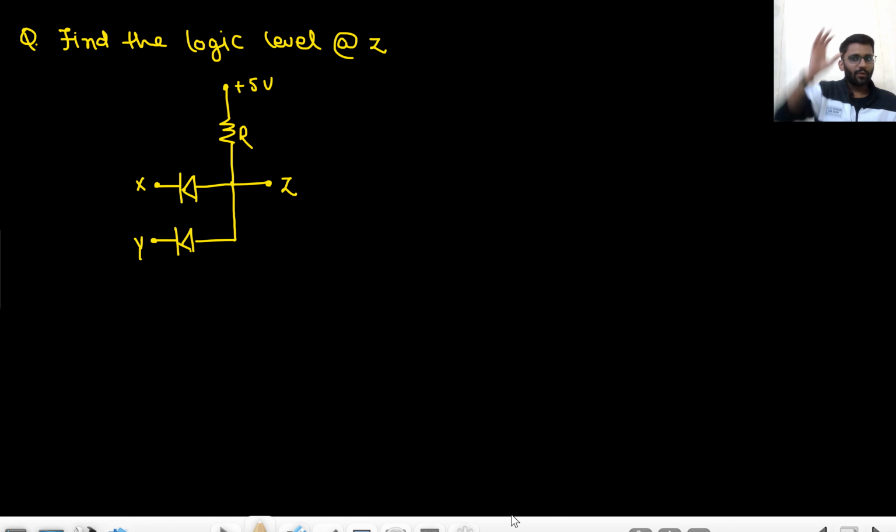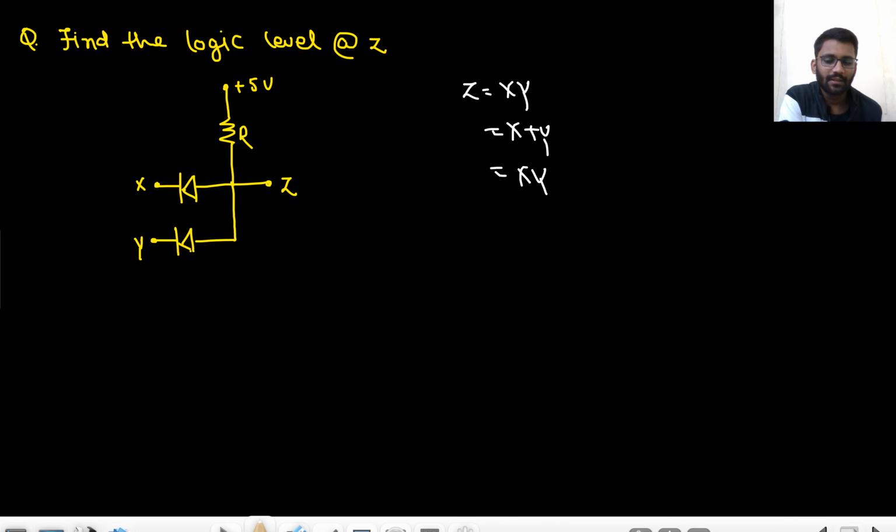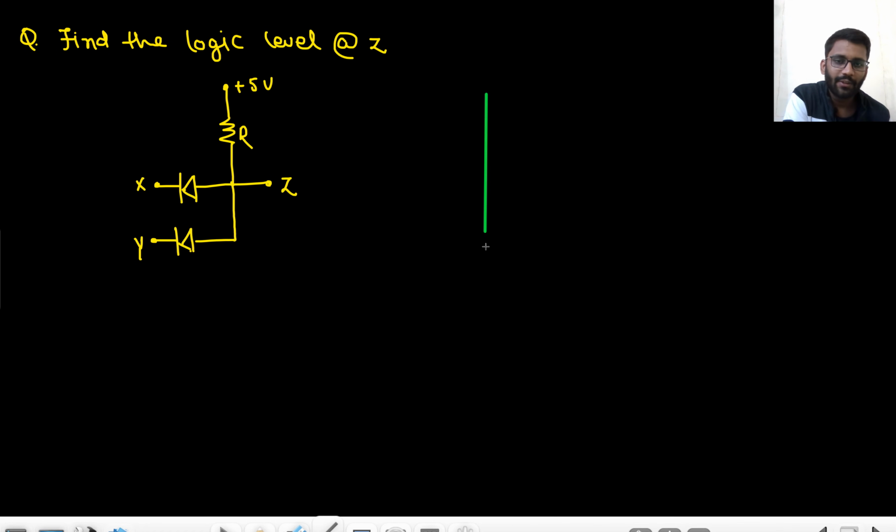Now you have to find the logic level at Z. What do I mean by logic level? That means it can be x plus y, x into y, x y bar, like this. Okay, so how do I find the logic level? I will take the values of x and y, and then I will find the value of z.